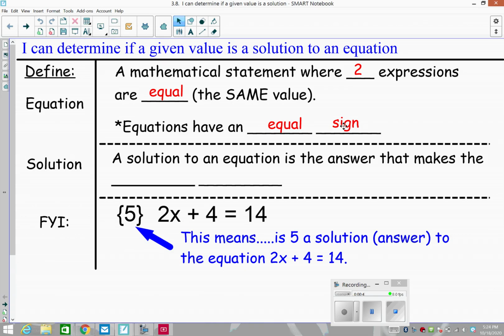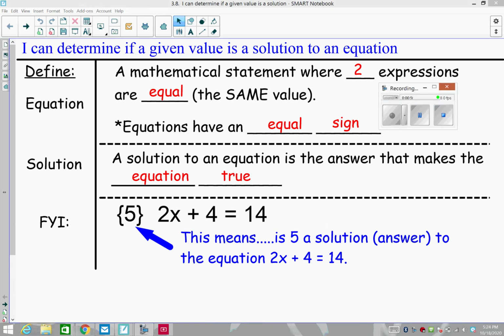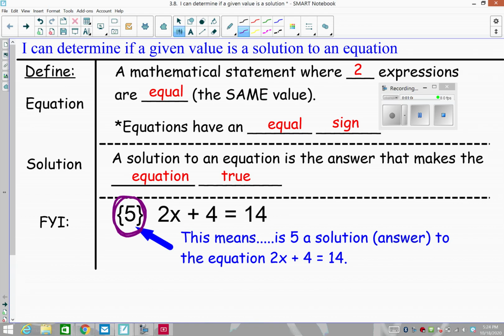What is the solution? It is the answer that makes the equation true. So if x equals 5, and you plug it back in and the left side equals the right side, then 5 is your solution. Nothing to solve down here, but the question is: is 5 the solution to this equation?